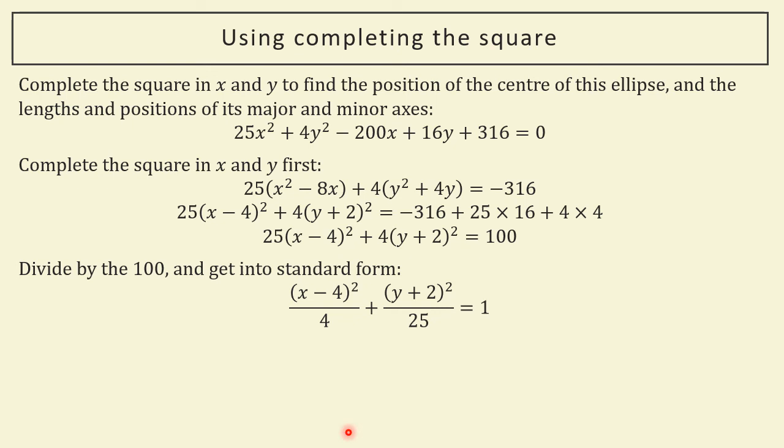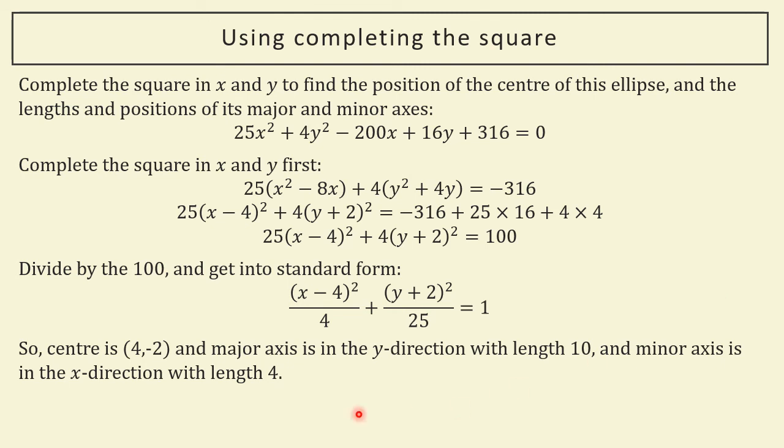So the center of our ellipse is given by these two bits. So it's going to be at (4, minus 2). The major axis is going to be in the y direction because B is 5, whereas A is only 2. So the major axis is in the y direction. The length is twice B, so that's 10. The minor axis is in the x direction, and that's going to be twice 2, which is 4.